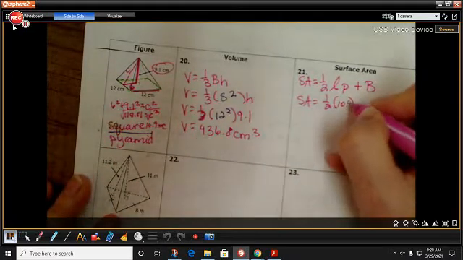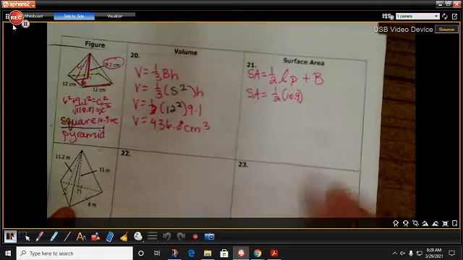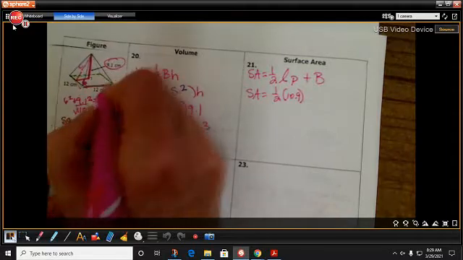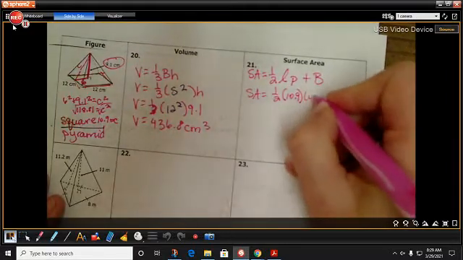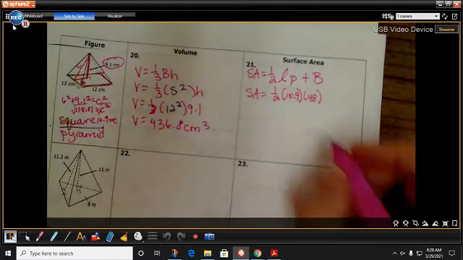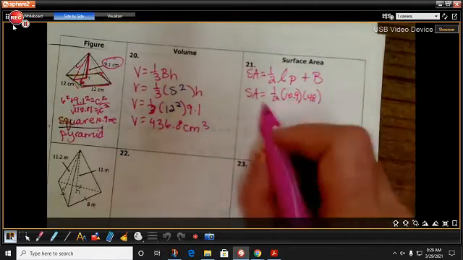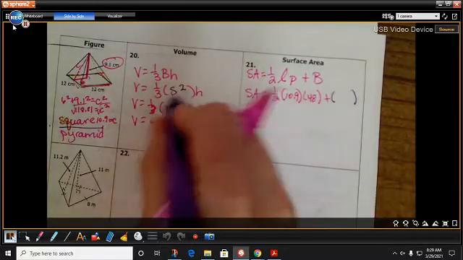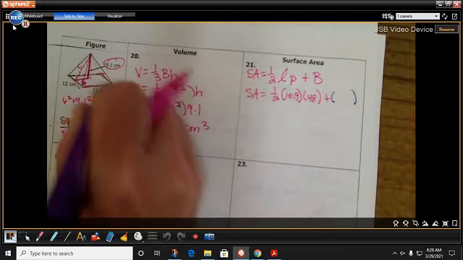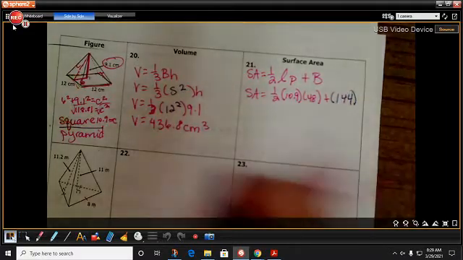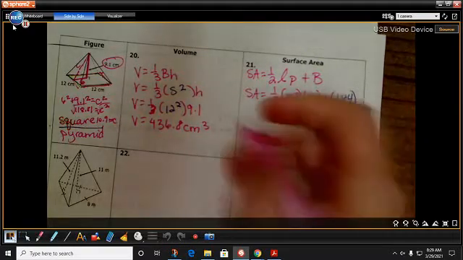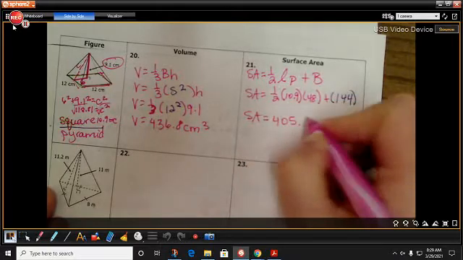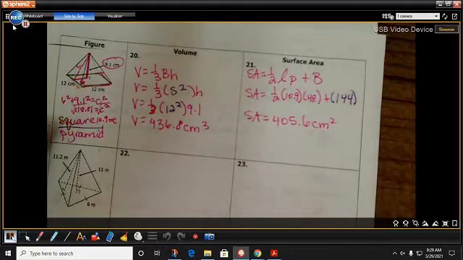So I can drop that into my surface area formula now. P stands for the perimeter of the base, and so I have 12, 24, 36, 48 as the total perimeter of my base. So this is going to give me the area of all 4 of these triangles all at once, plus the area of my base, which is side squared, 12 times 12, which is 144, just like we were getting right here. Therefore, my total surface area will come out to be 405.6 square centimeters.